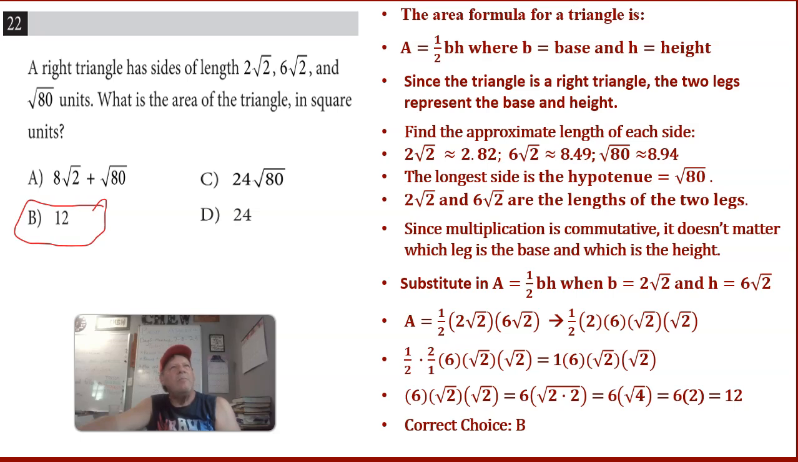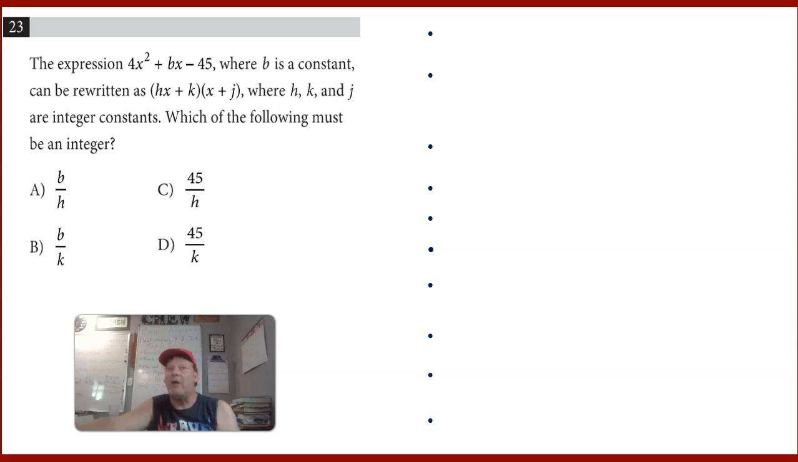Now we'll go to number 23. You can see all these problems are a lot different. None of them are exactly the same. So I've got an expression which is a quadratic, 4x squared plus bx minus 45. And the problem is I don't know what b is. But it says b is a constant, so it's a number.